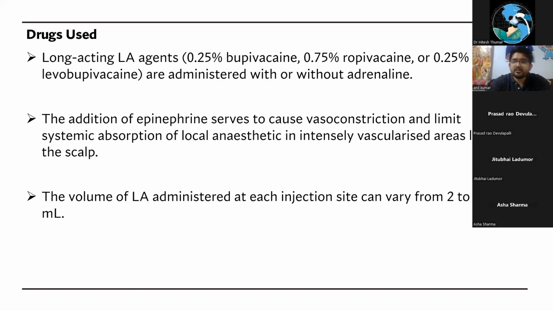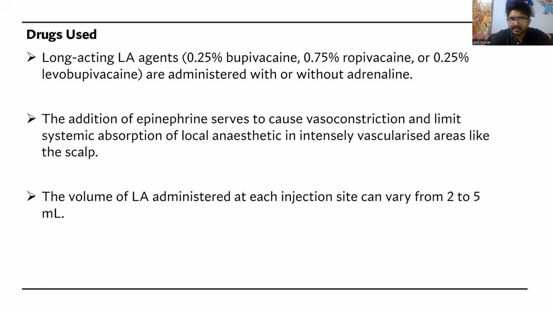Adding epinephrine or not is your choice. But the addition of epinephrine will cause vasoconstriction. It limits the systemic absorption of local anesthetic in intensely vascular areas like the scalp. The volume of local anesthetic administered at each injection site is mostly around 2 to 5 ml, not more than 5 ml.